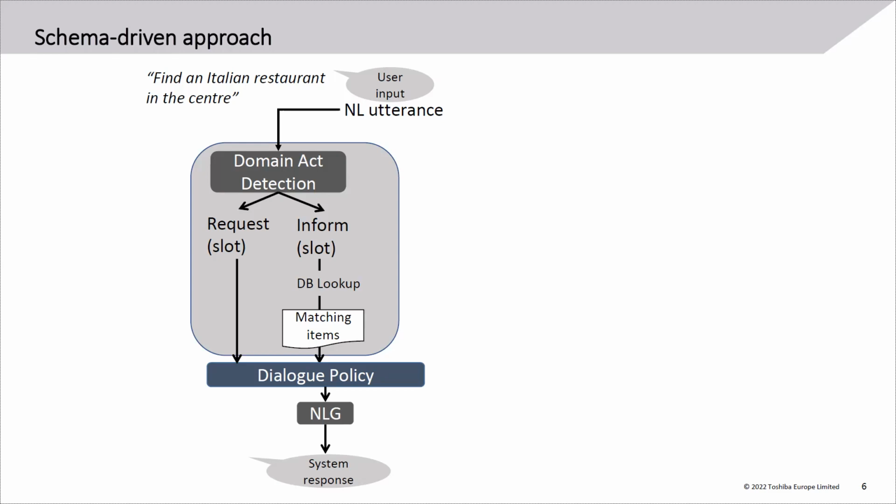And next, a domain act detection or dialogue state tracker would detect slots in the user's utterance. If the user's utterance intends to search for an entity and is providing an informed slot like Italian restaurant in the center, this would trigger a database lookup, resulting in matching items. And the dialogue policy would then decide whether to present information to the user or ask a clarification question based on the confidence of previous components.